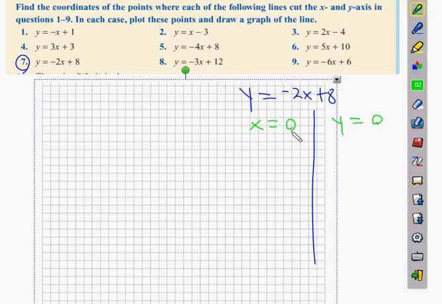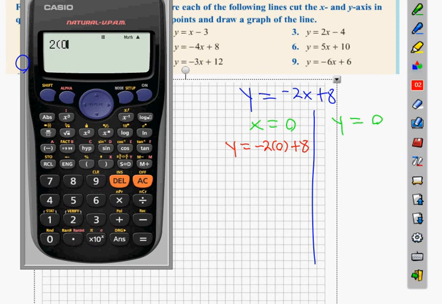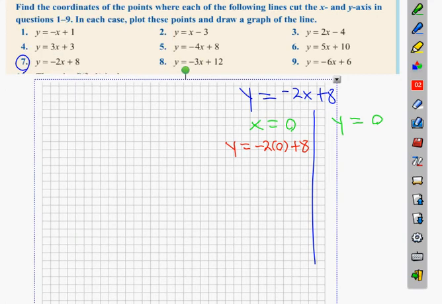Okay? Now, Barry, tell me what to do here when I use x equals 0. It's y equals minus 2 bracket 0. Yeah? Plus 8. Now, if you aren't sure, you can get your calculator out and you can do minus 2 bracket 0 plus 8. You happy enough with that? What do we get? 8. So what's y equal to? It's equal to 8. What's the point? 0, 8. Good man.